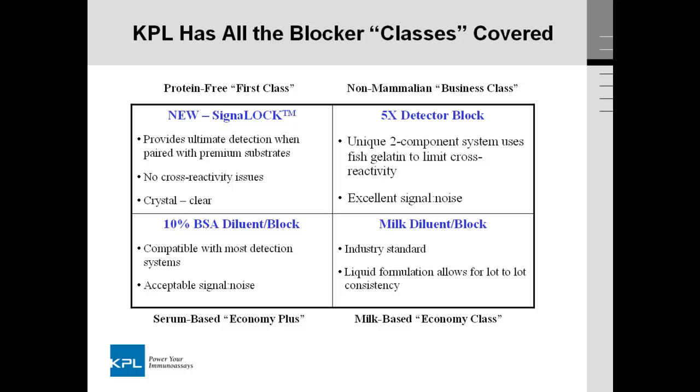Economy Class will be your milk-based blocker. While milk is the industry standard, it is not recommended for high-performance Western blotting. However, KPL does assist in making block easier to use with other types of Western blotting by producing a liquid formulation that will allow for lot-to-lot consistency.